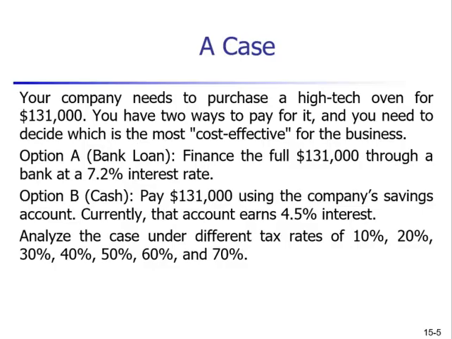Option A, bank loan. Finance the full $131,000 through a bank at a 7.2% interest rate. Option B, cash. You have the cash. Pay $131,000 using the company's savings account. Currently, that account earns 4.5% interest.